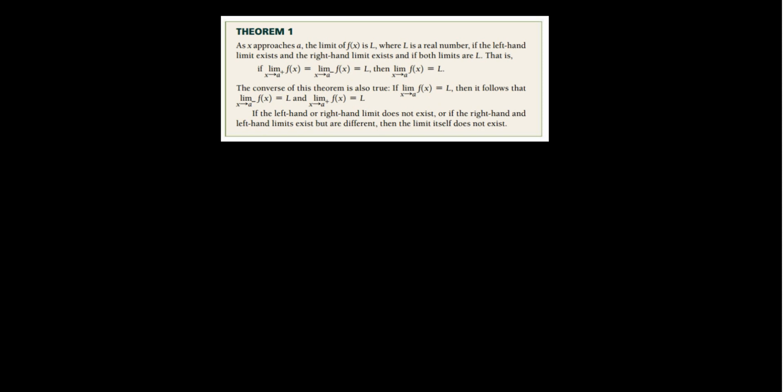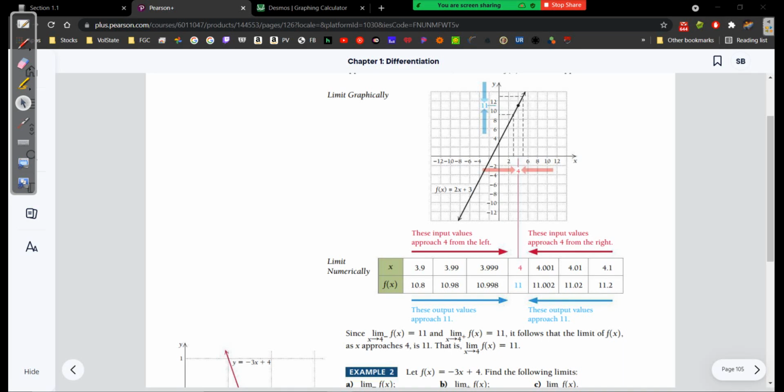Now, that could be a little confusing, and I'm going to show you what I mean by that later on in one of the later examples, but let's just put that on the back burner for right now. If the left-hand or right-hand limit does not exist, or if the right-hand and left-hand limits exist but are different, then the limit does not exist, which makes sense, right? Lots of limit words.